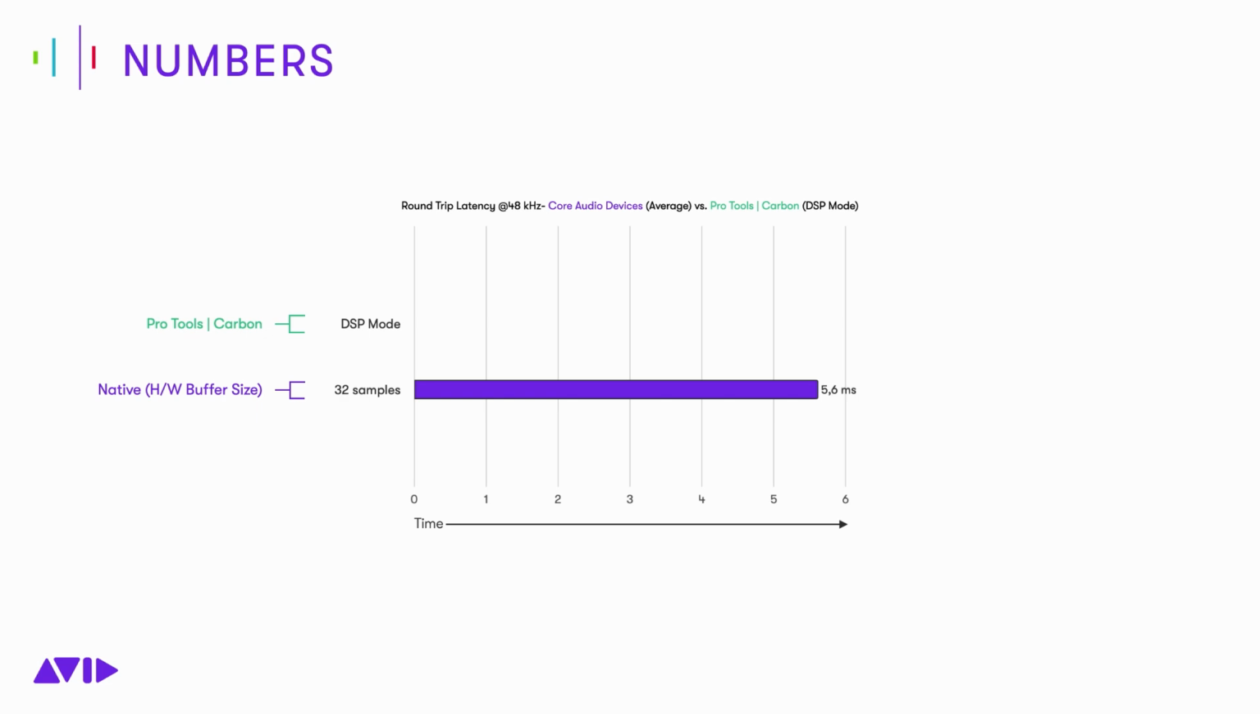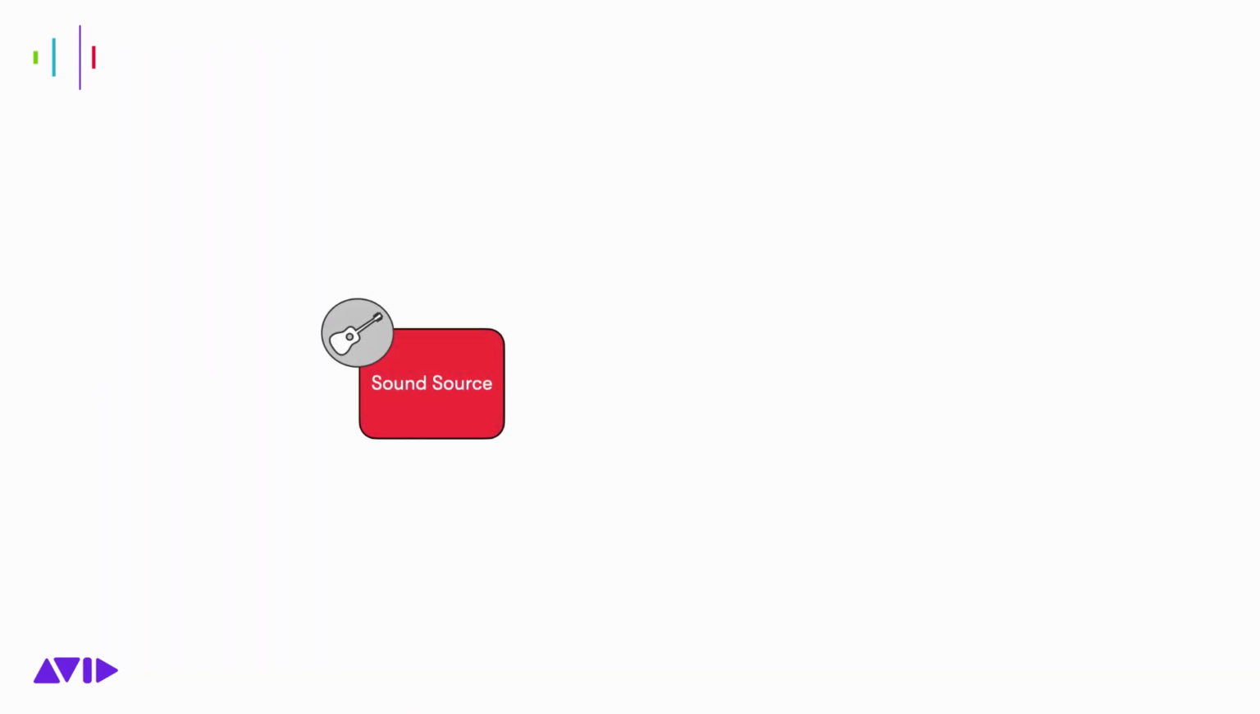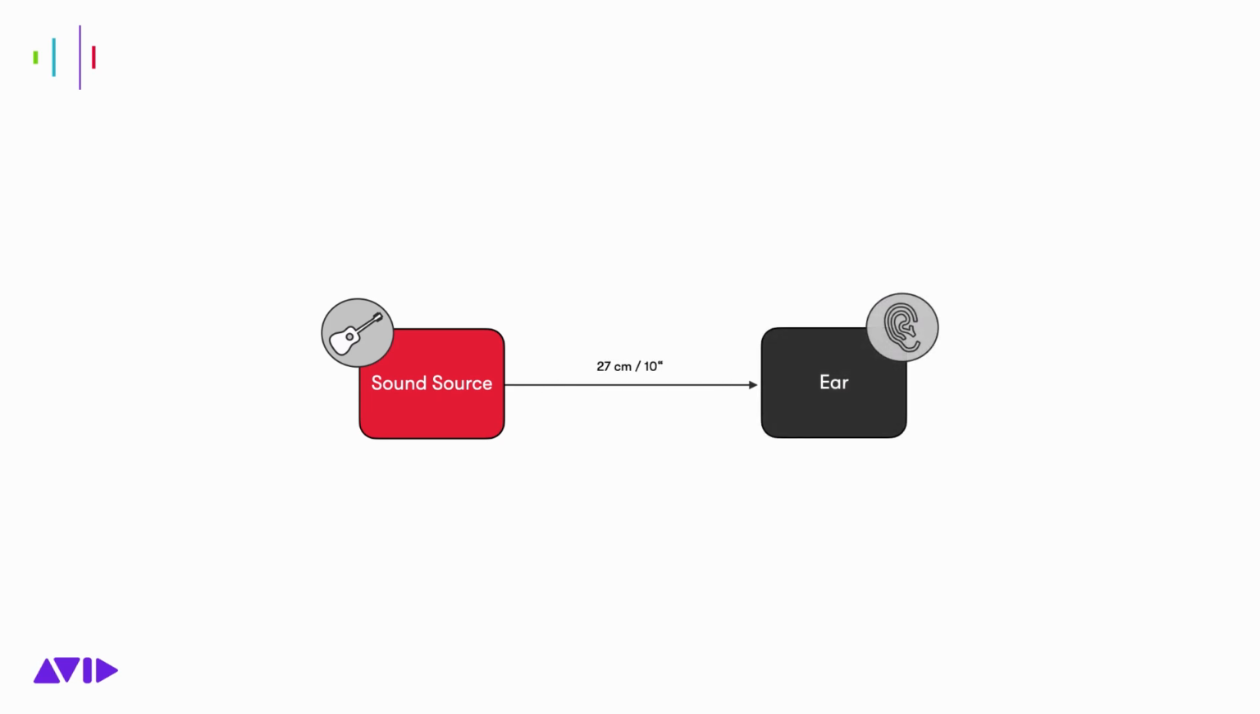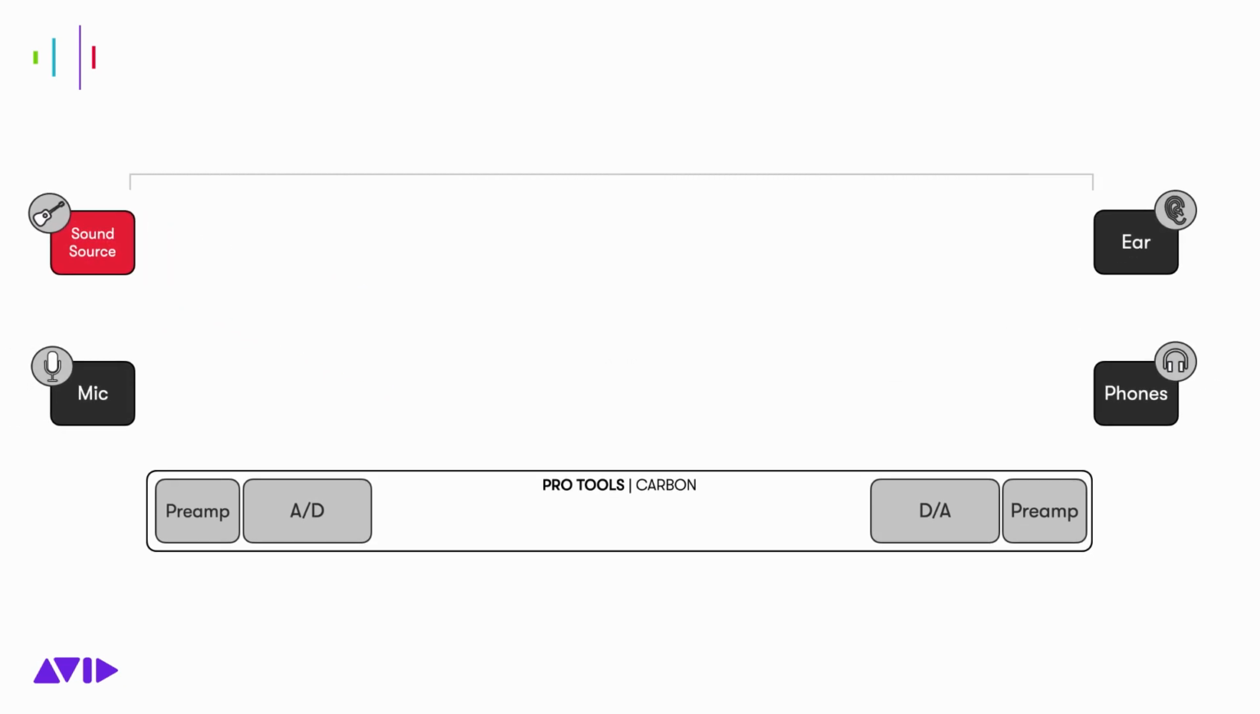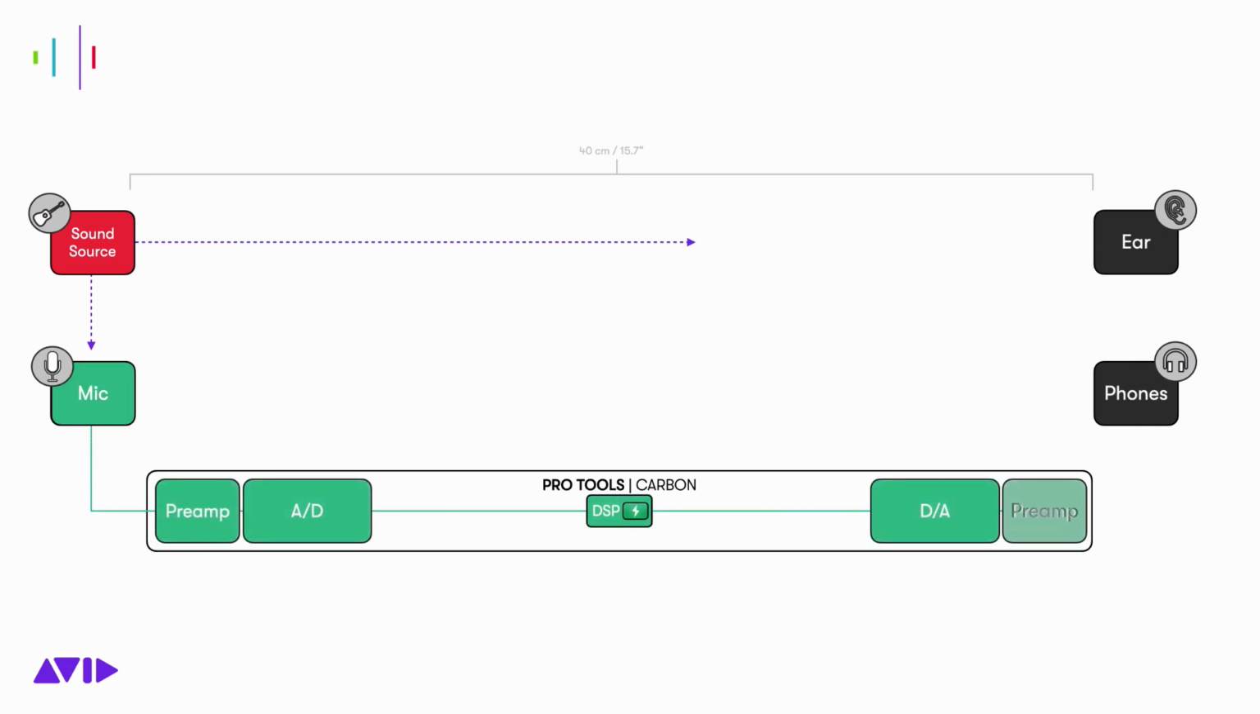At 48K, Pro Tools Carbon's total round trip is only 0.79 milliseconds. That's how long it takes for sound to travel around 27 centimeters or 10 inches through air. To put that into perspective, if you were to record an acoustic guitar, drums, or basically any other instrument, the microphone signal would reach your ear through the headphones before the direct sound of the actual instrument. To have that direct feedback makes the talent more comfortable and gives them more confidence, which naturally results in an overall better performance when recording in the studio.